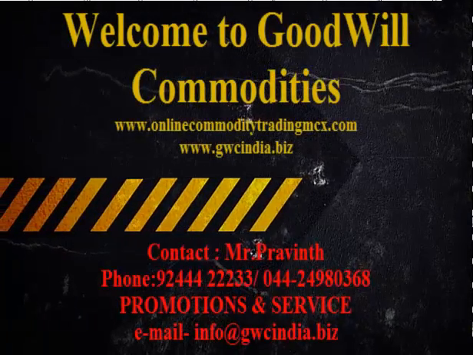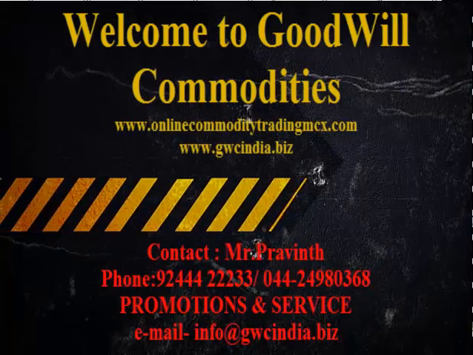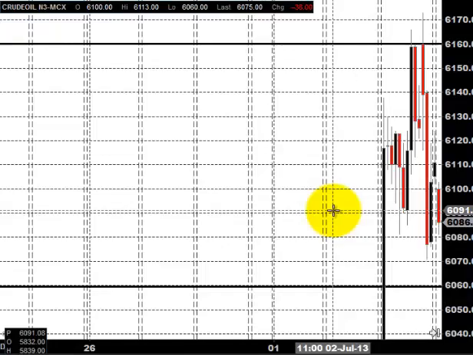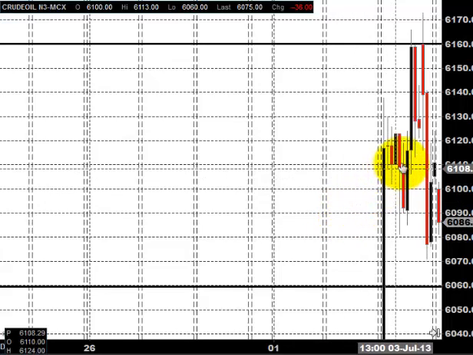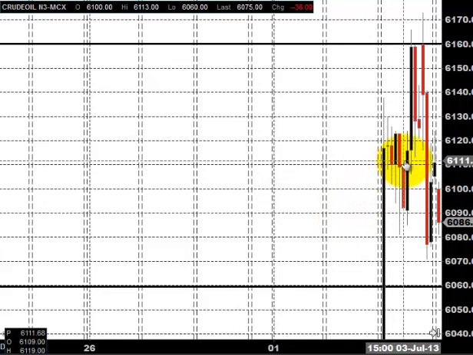In this presentation, we are going to see how we can trade in MCX crude oil today. Before looking into that, let us see what happened yesterday and what we expected yesterday. The chart which you are viewing is a 1 hour chart. That means each single candlestick here represents 1 hour.